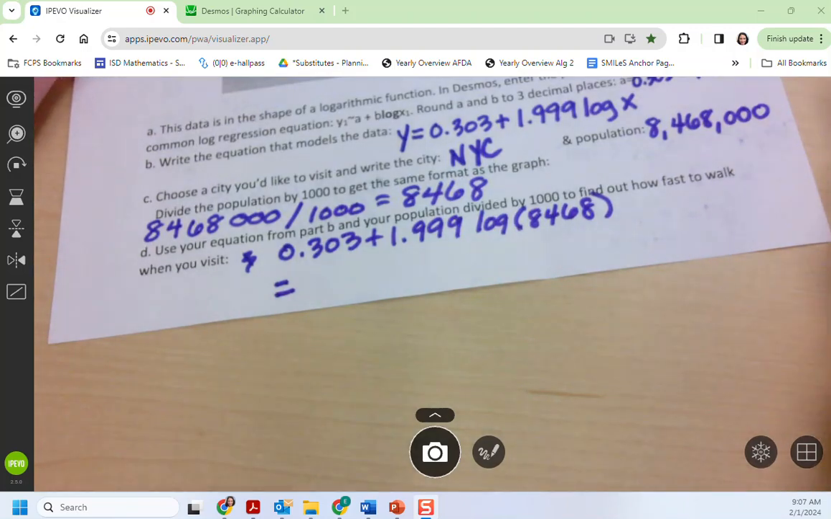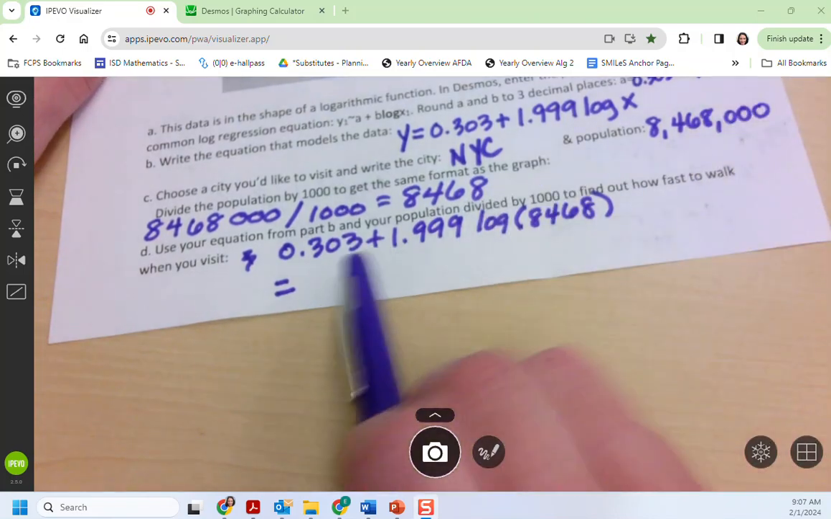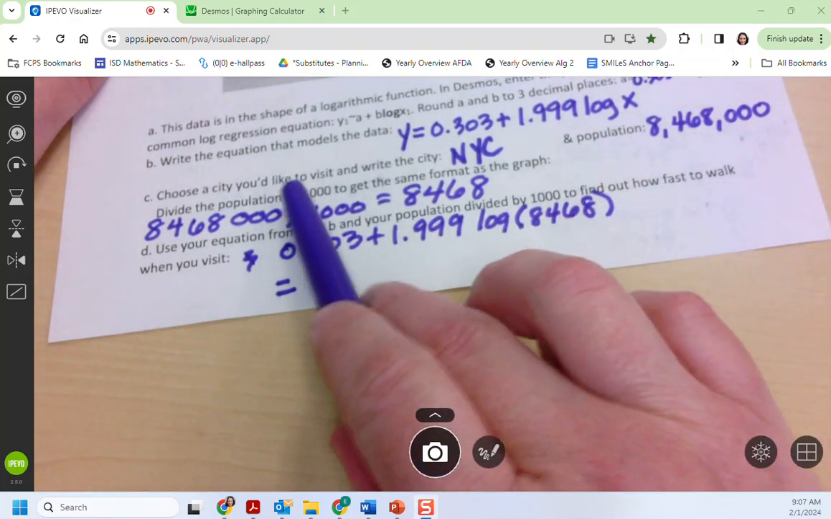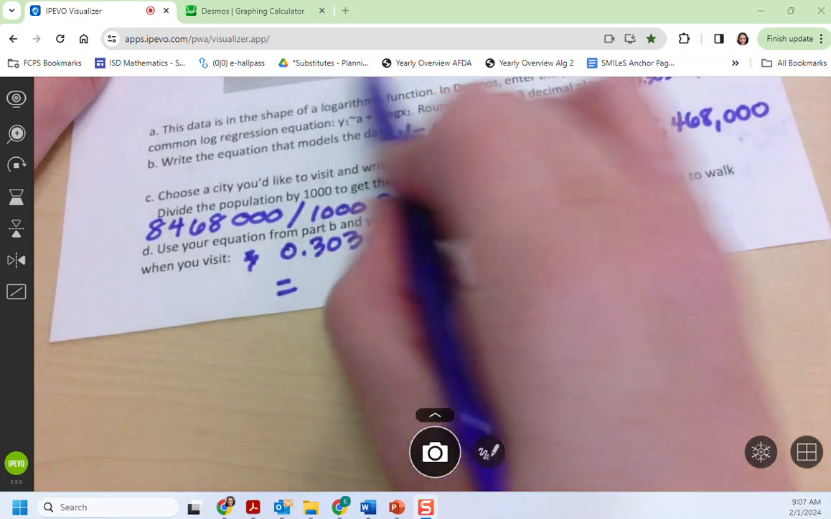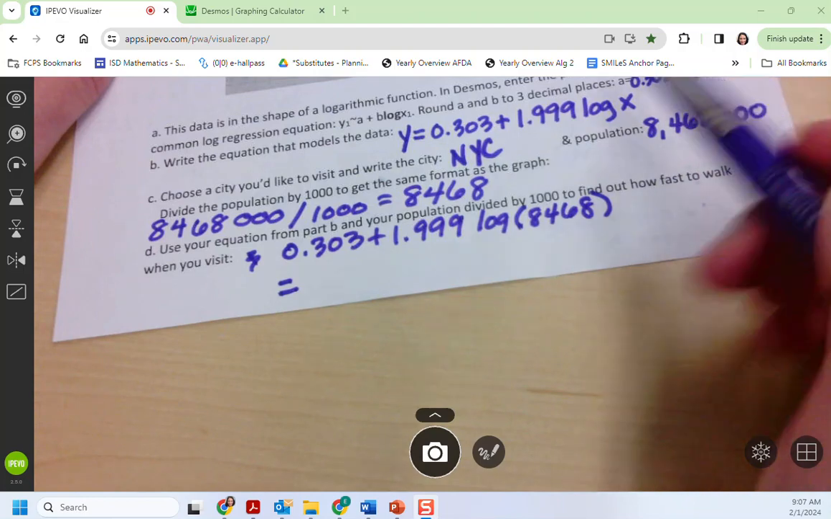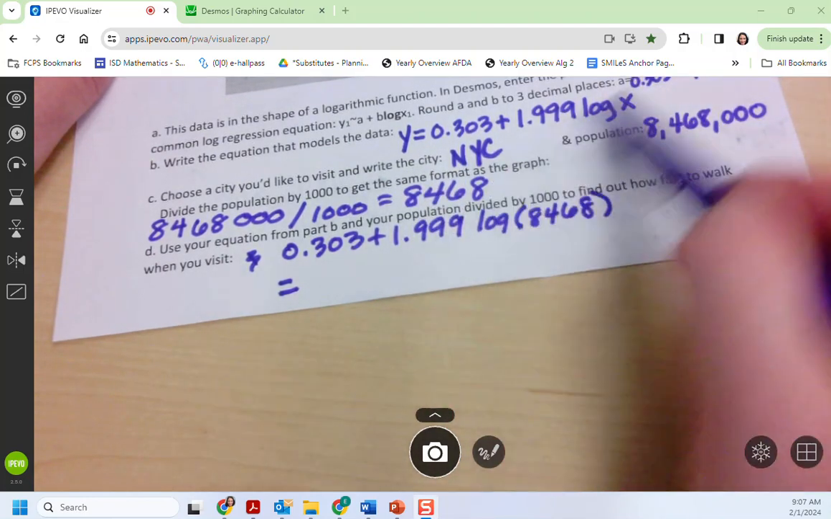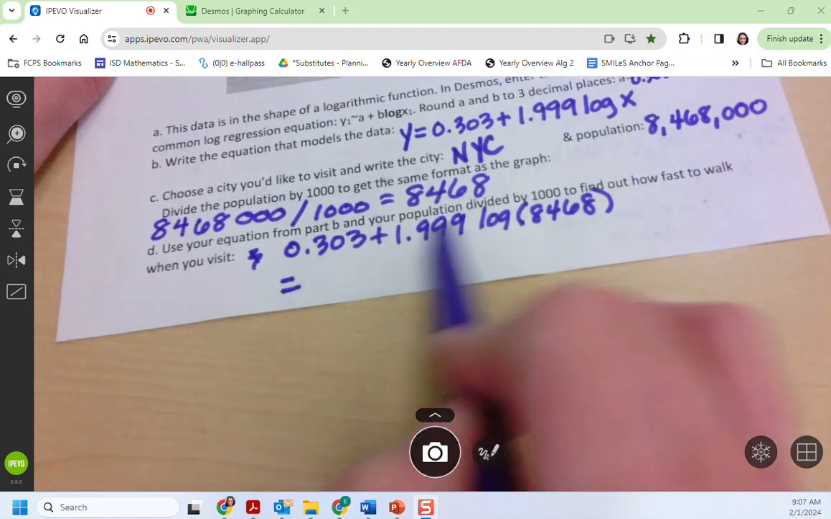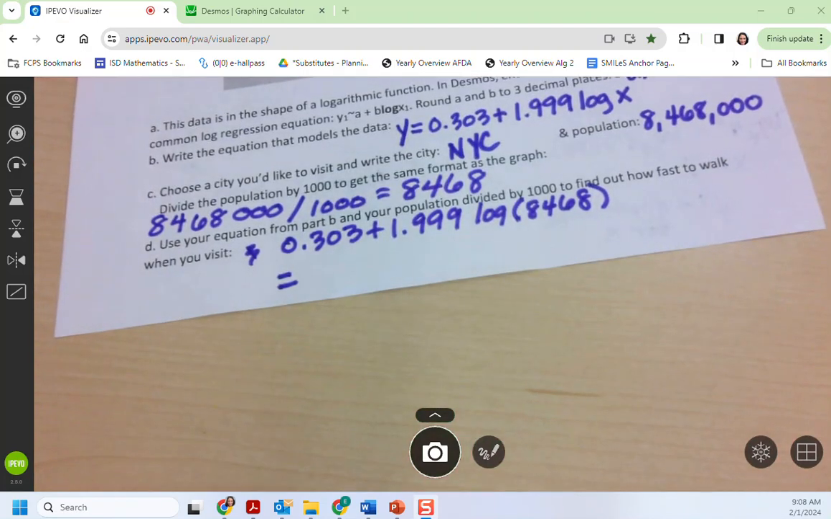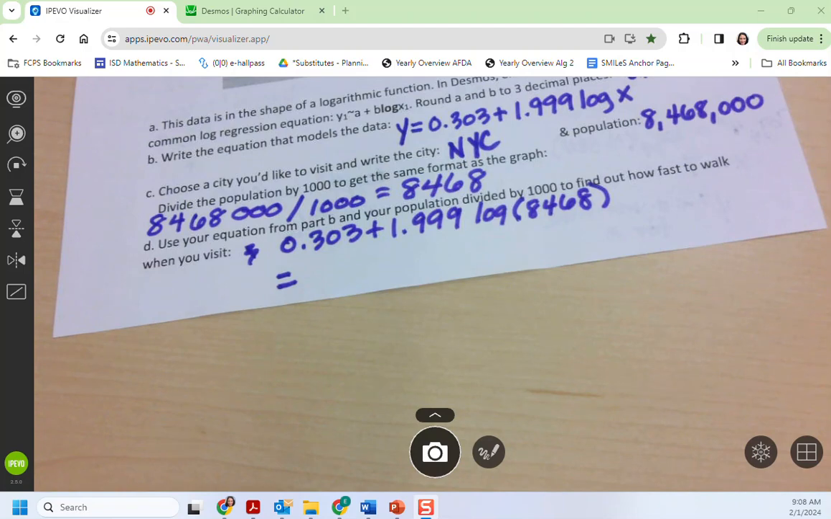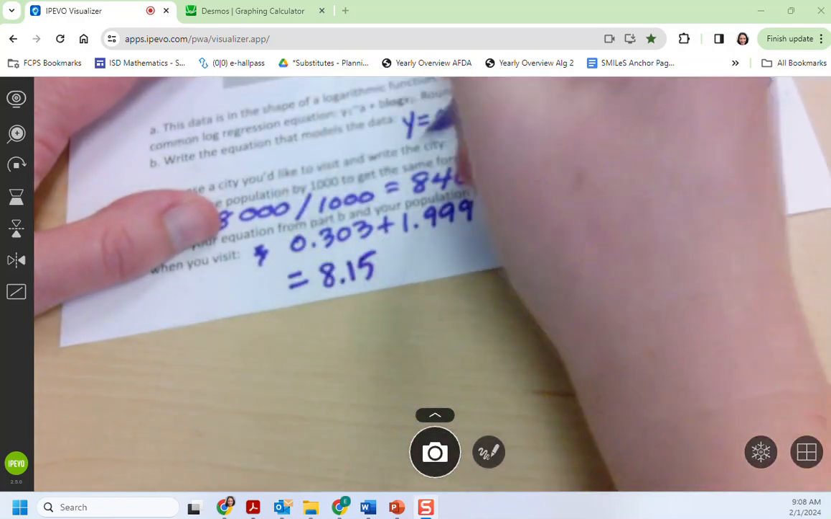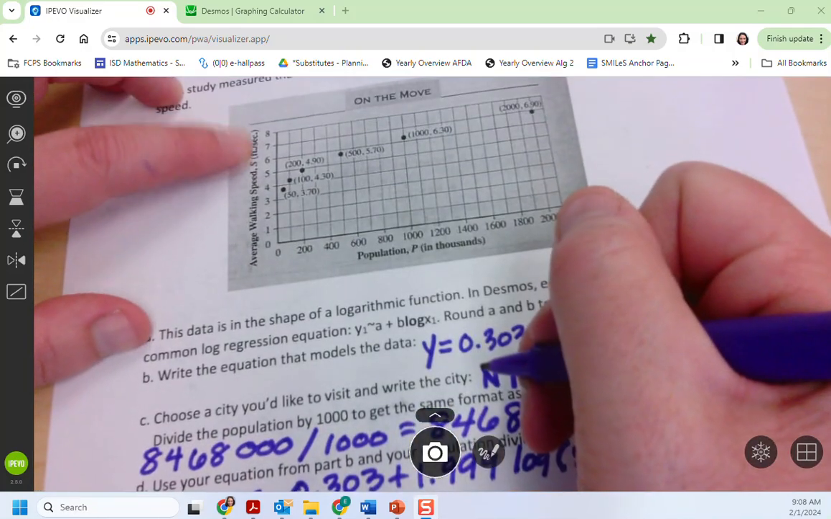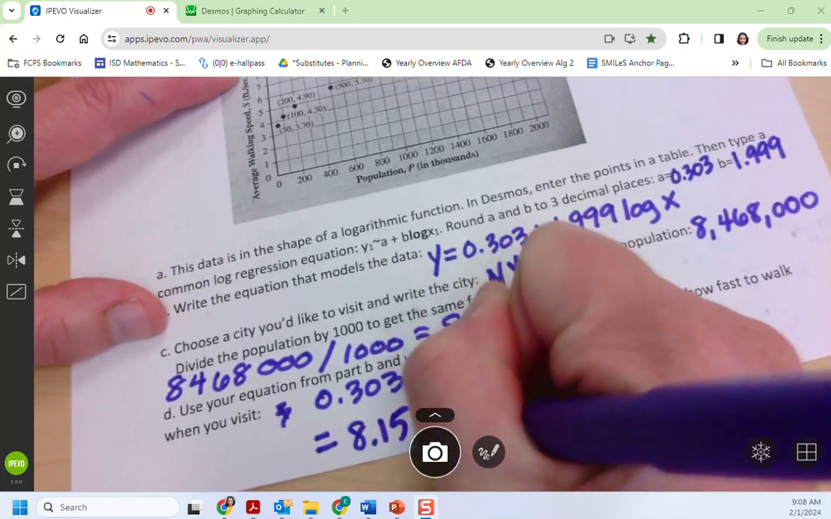I forgot to record that last part, so I'm going to say it again, but you guys can continue with just putting this in the calculator. So we chose New York City, we found the population, and we divided it by 1,000 because this is labeled population in thousands. And then we substituted this into our equation for x, and we're about to find how fast we have to walk in New York City. 8.50. Okay, I'm going to also type it to see. We got 8.15. You can find your unit on the graph up here, feet per second.